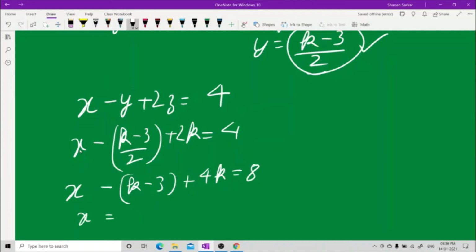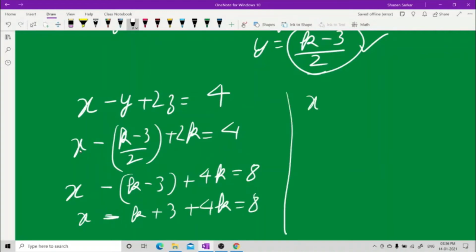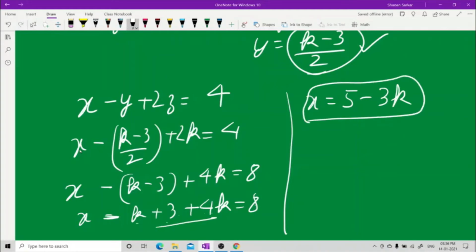X is equal to x minus k plus 3 plus 4k equal to 8. So x comes out to be 8 minus 3 is 5, and this becomes plus 3k here. When it goes that side it becomes minus 3k. So this is one such solution. Y you found out to be this, and z is k.